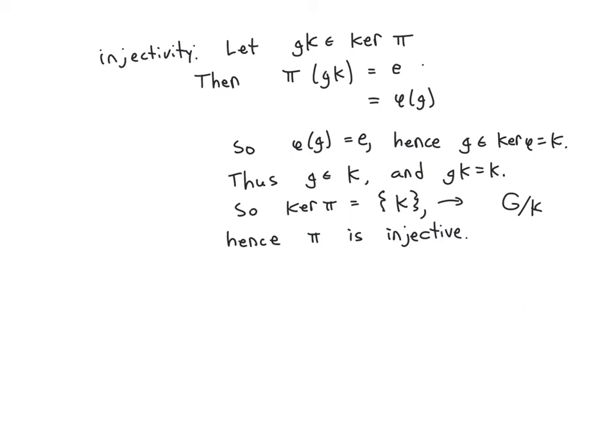So we have an injective group homomorphism. It's also surjective. It's also a homomorphism. Therefore, it is an isomorphism. And we have G mod k is isomorphic to its image.